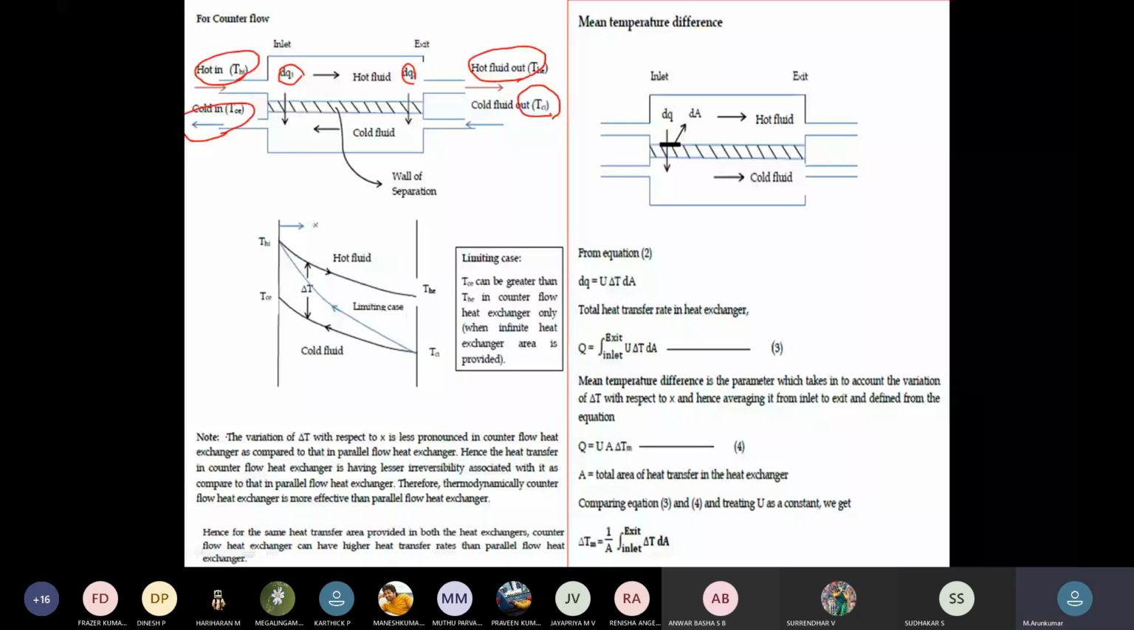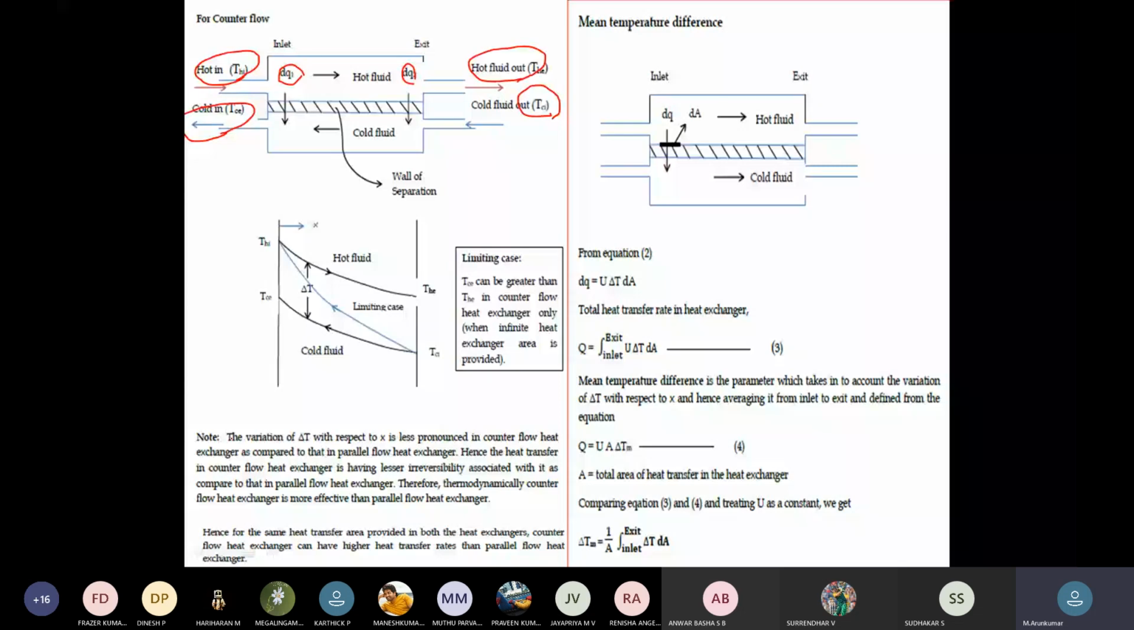The variation of delta T with respect to x is less pronounced in a counterflow heat exchanger as compared to that in a parallel flow heat exchanger. Hence, the heat transfer in a counterflow heat exchanger has lesser irreversibility associated with it compared to that in a parallel flow heat exchanger. Therefore, thermodynamically, the counterflow heat exchanger is more effective than the parallel flow heat exchanger.